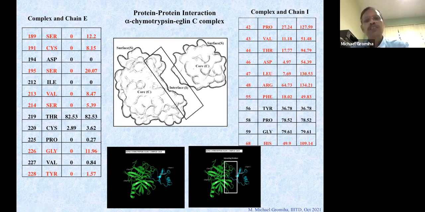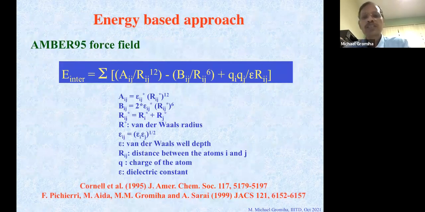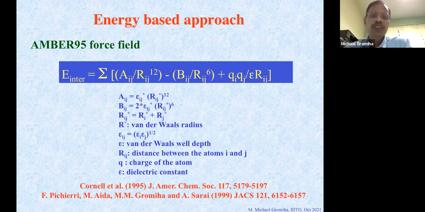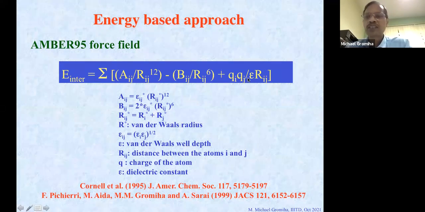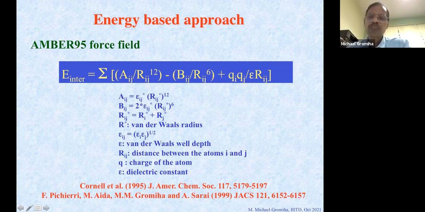We have another method called the energy-based approach. Here we calculate the interaction energy between each residue in the binding partners. For example, if we have a heterodimer, the two proteins, we get the interaction energy. This is the van der Waals 6-12 potential, and here the electrostatic interaction energy. So we calculate the interaction energy, and then we find a cutoff of a specific energy to identify whether these residues are at the interface or not.